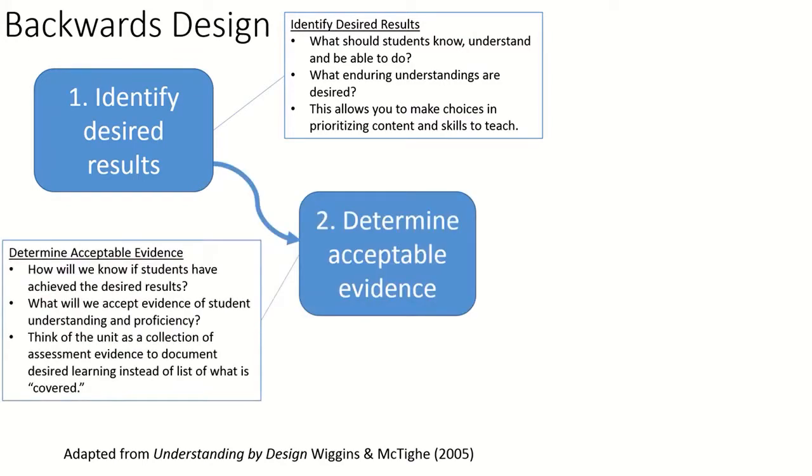Once we know where we're going, we've got to determine what is the evidence we're going to look for. How will I know students have achieved the desired results? What am I going to look for as evidence? What's going to tell me that they are proficient with the topic? And what is the collection of evidence that they're going to have at the end? Think of it as a portfolio of work instead of a list of what the teacher does to cover everything.